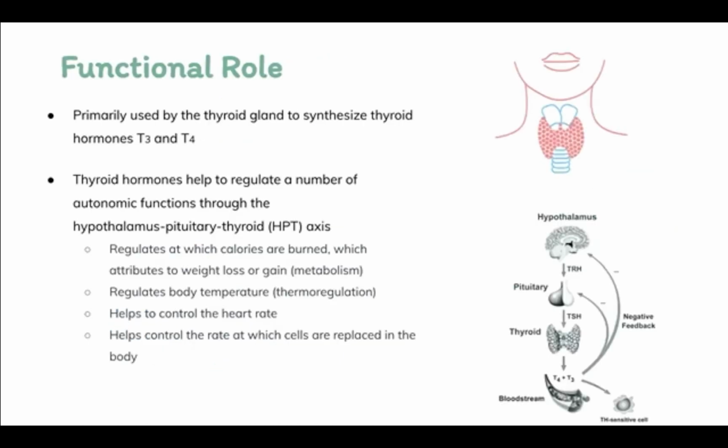The functional role of iodine is primarily by the thyroid gland to synthesize thyroid hormones T3 and T4. Thyroid hormones help to regulate a number of autonomic functions through the hypothalamus pituitary thyroid axis, the HPT axis. It regulates our metabolism, so usually that means calories that are burned, which attributes to weight loss or weight gain. It also regulates body temperature, so thermoregulation helps control the heart rate, and it controls the rate at which our dead cells are replaced with new ones in our body.